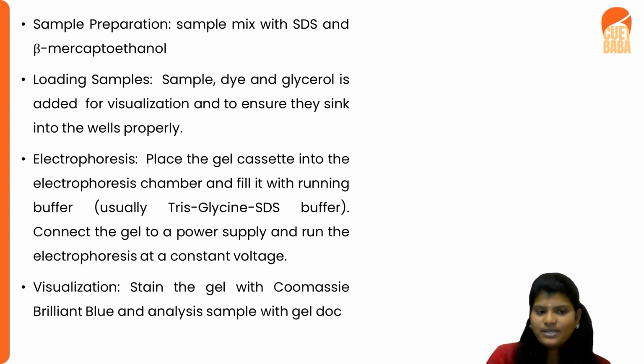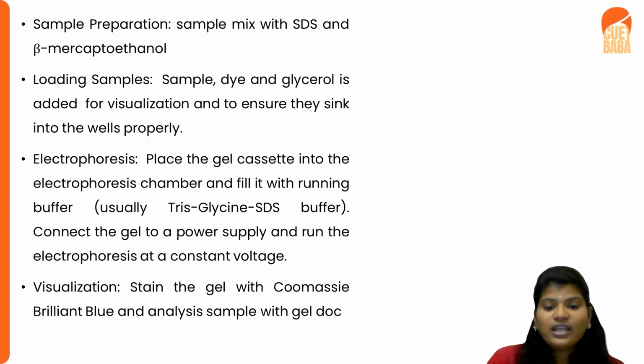Okay, once the sample is loaded, the negative terminal is connected to the negative side and the positive is connected to the positive. Negative means cathode, positive means anode. After connecting, the voltage is applied, an electrical field is generated, and the sample will run based on its charge, size and mass. Okay, it will be separated.